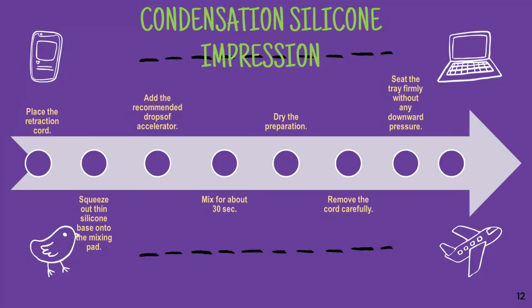Now, before you begin with the light body part, you place a retraction cord. Squeeze out the thin silicone base onto the mixing pad. Again, add the recommended drops of accelerator. Mix for about 30 seconds. You dry the preparation, make sure it is isolated well enough. Remove the cord carefully and seat the tray firmly without any downward pressure.